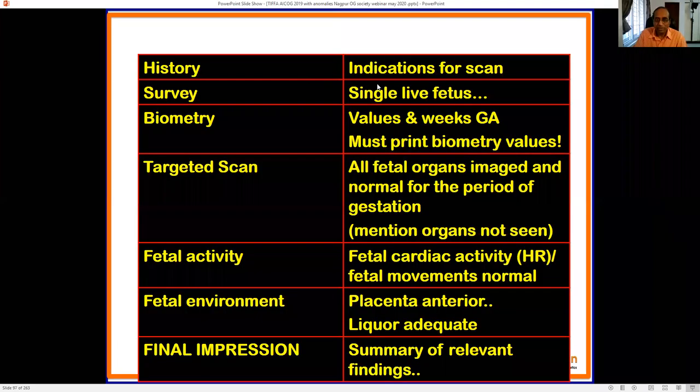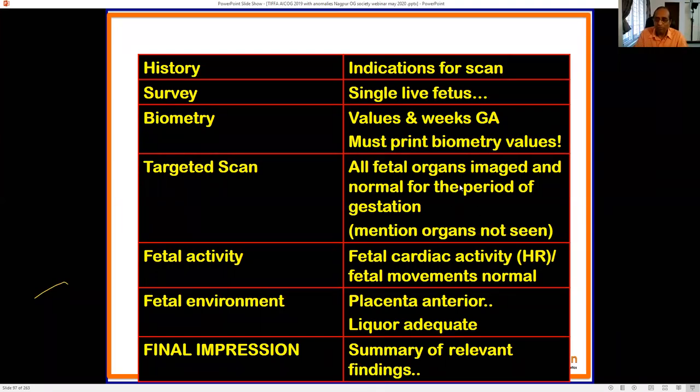So from the history, you get indications for scan. From the survey, you say single live fetus. From the biometry, you put the values and weeks. Remember to report always biometry values and the weeks. Do not say fetus corresponds to 16 weeks, fetus corresponds to 18 weeks. Even if she's your own patient, please don't do that. Always print the biometry values.